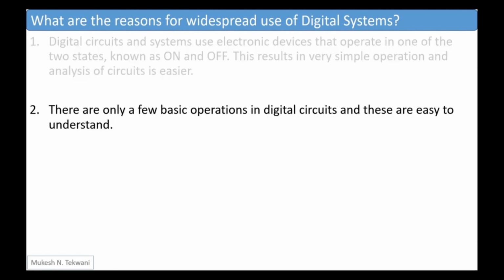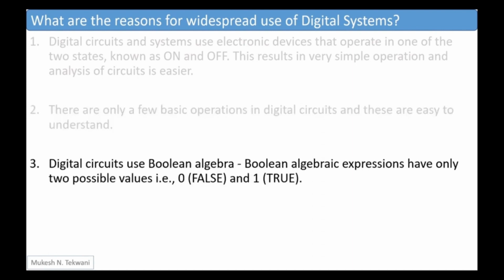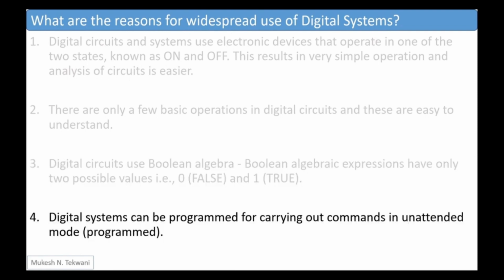The second important advantage is that there are very few basic operations in digital circuits, and these are easy to understand. Digital circuits use Boolean algebra, and in Boolean algebraic expressions only two possible values are there, and those are 0, which is false, or 1, which is true. Now, this is in direct contrast to normal algebraic expressions where there could be many possible answers because the numbers can be different from 0 to 1.